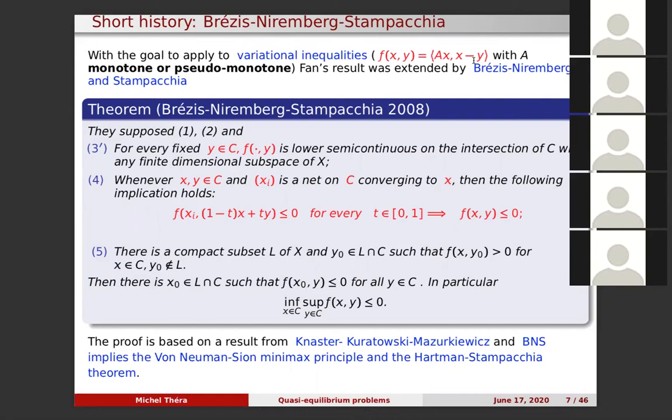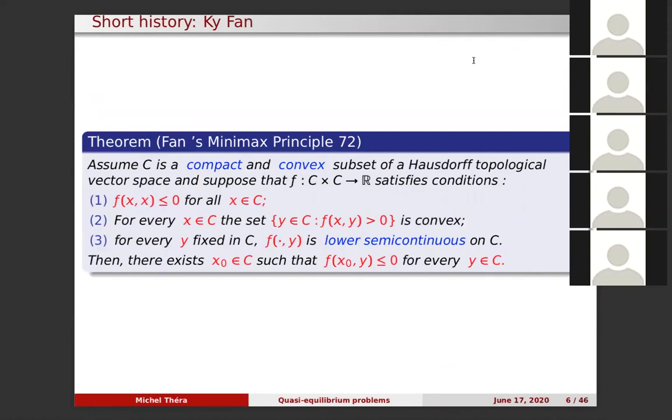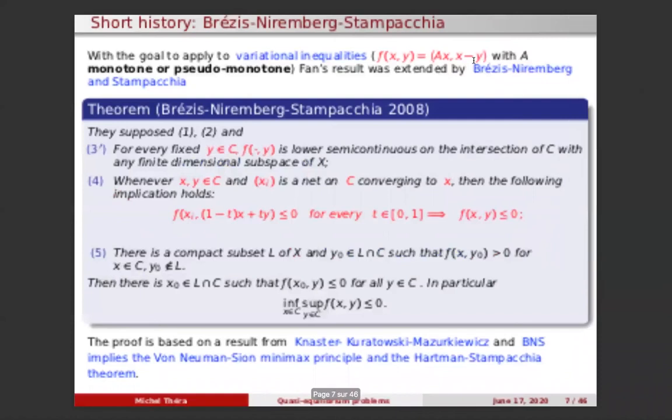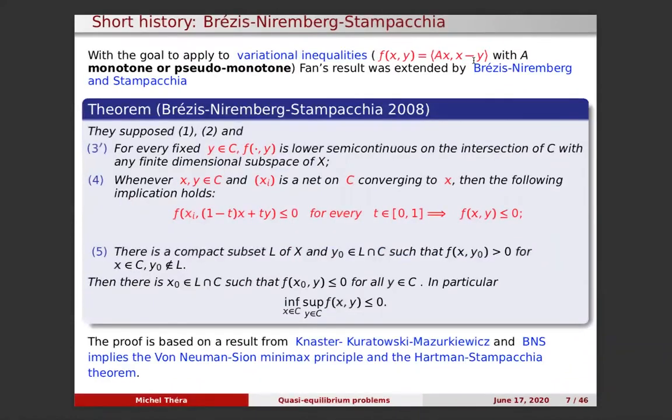And Brezis-Nirenberg and Stampacchia extended Fan's result to the following. It was in 2008. They supposed conditions 1 and 2. Remember 1 and 2, these two conditions. And furthermore, they supposed that 3' is satisfied: for every fixed y in C, the function is lower semi-continuous on the intersection of C with a finite dimensional subspace. And condition 4: whenever x and y are in C and x_i is a net on C converging to x, then we have this implication given in red.